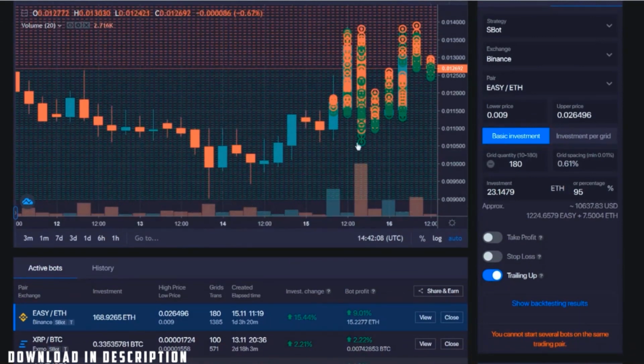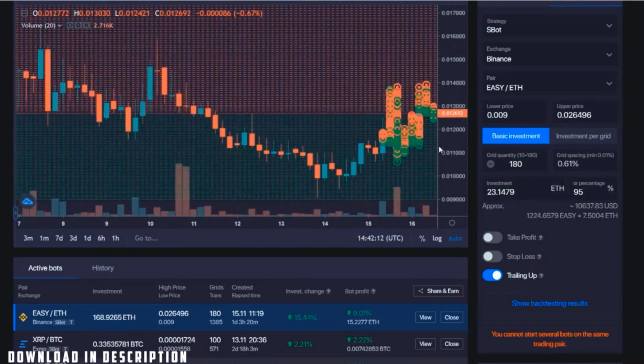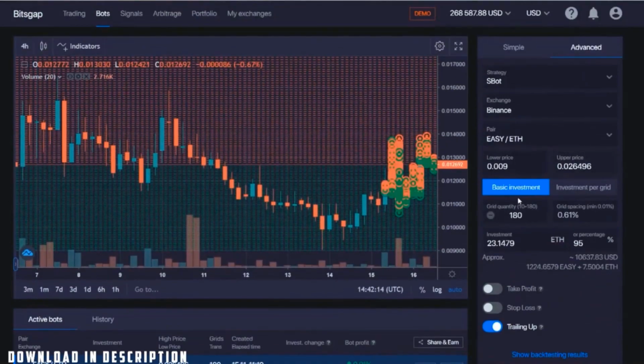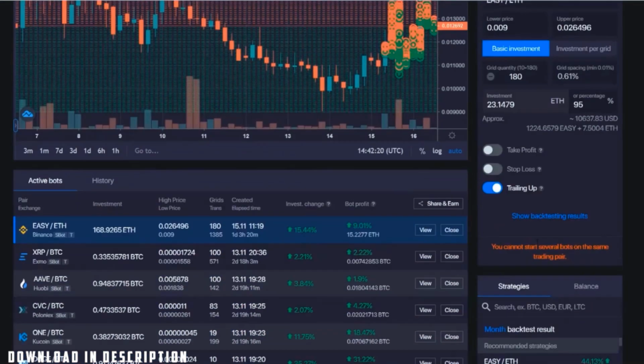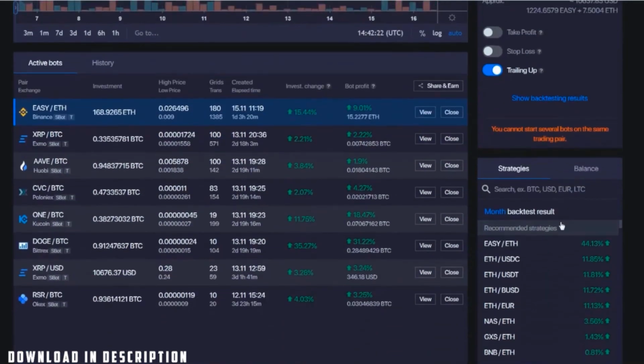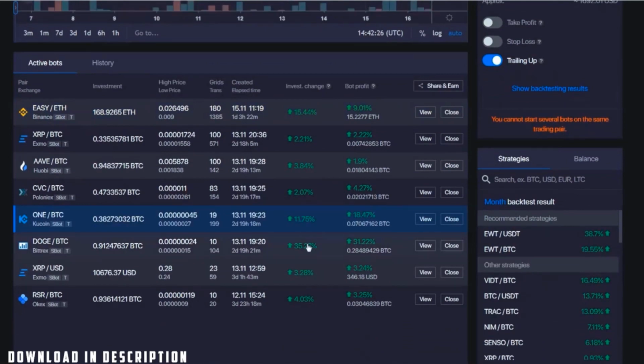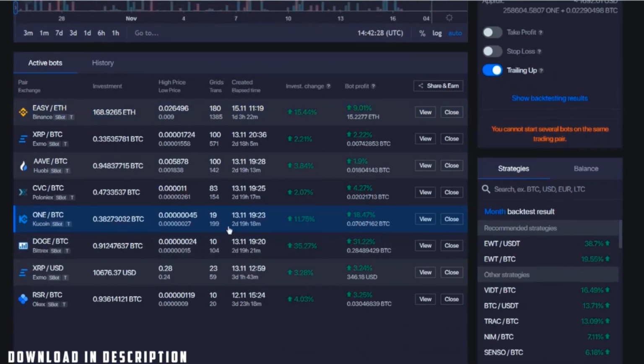But if you wanted to use, let's say, $1,000 or less, you wouldn't be able to. You wouldn't be able to use 180 grids, because each single grid represents a buy or a sell. And so what you'd want to do is trade something similar to Harmony 1, which is why I chose this. And again, looking at the profit, this is 2 days, 19 hours.